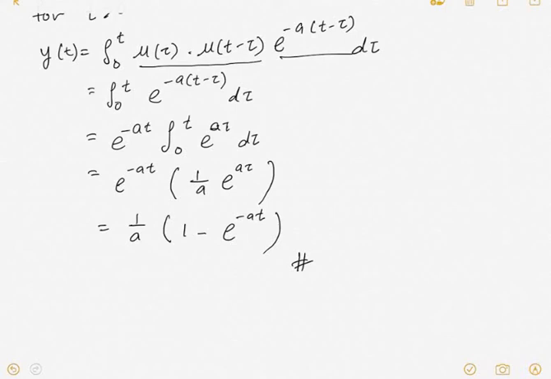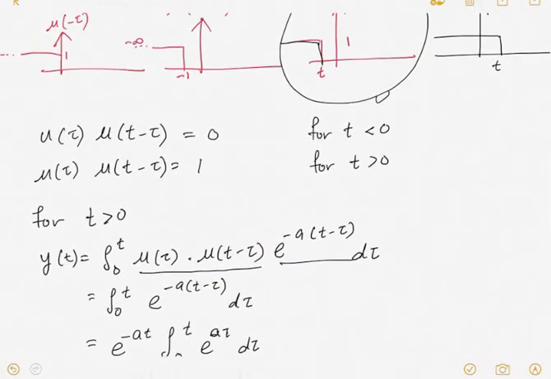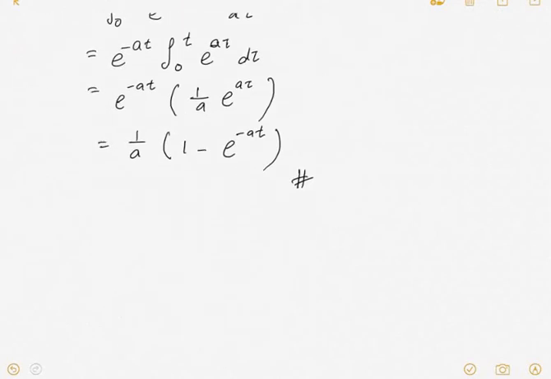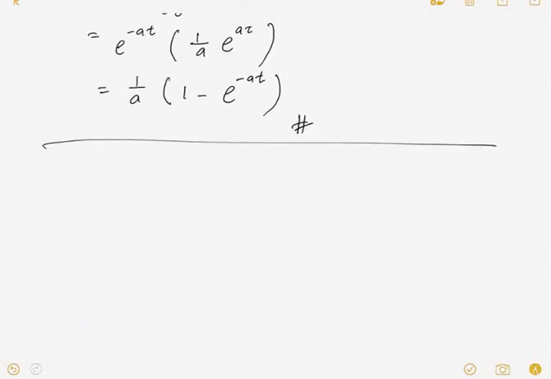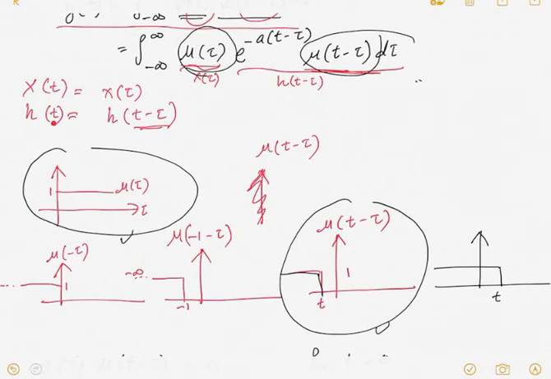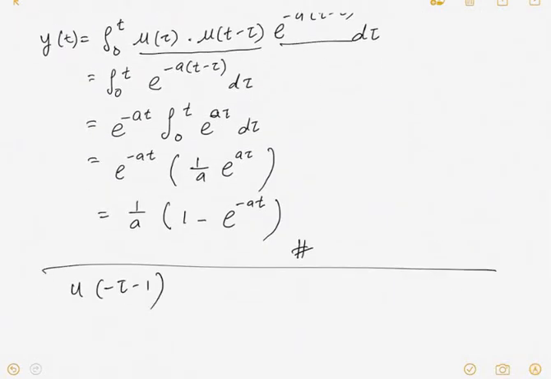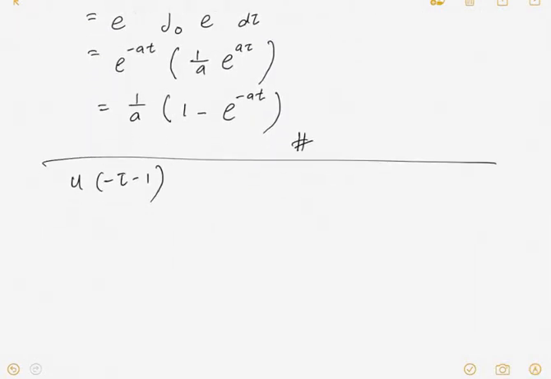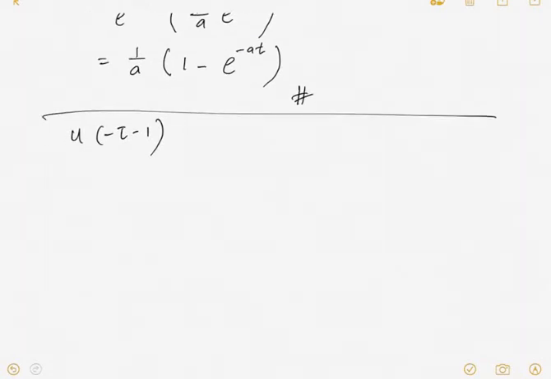Do you understand? Okay, regarding u(t − tau), let's say if I have u(negative tau minus 1). If just now it was u(t − tau), you get the graph like this. What if I have negative tau minus 1? How do we do this kind of graph?